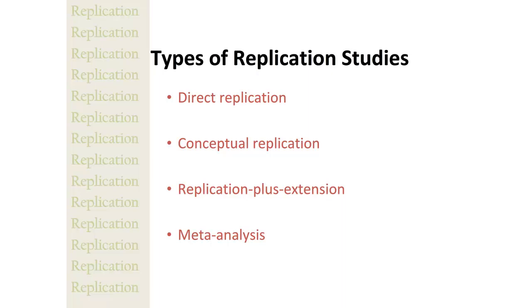You could also do a conceptual replication. Here you're going for the same idea. Maybe the researchers found a link between chocolate consumption and mood. You may not necessarily use the exact methods that the original study did. You're going to try new methods to investigate that same link. So you're going conceptually, but not necessarily using the same nitty-gritty details of the original study.